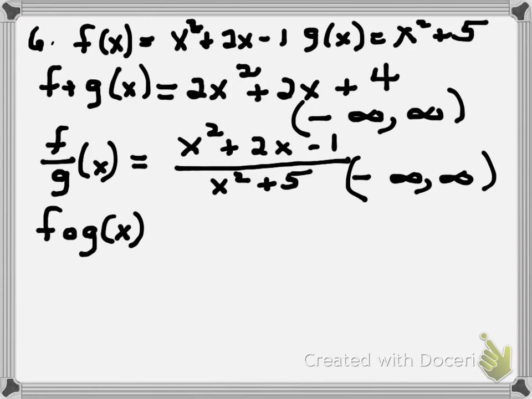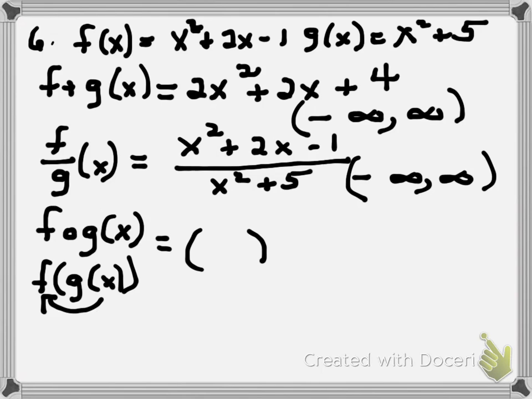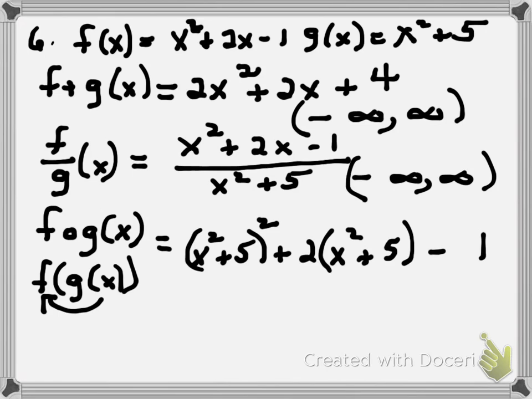f of g of x. This can also be written as f of g of x this way, which means that the g function goes into the f function. So we're taking x squared, and in place of x we're putting the g function, x squared plus 5, and squaring it, plus 2 times x squared plus 5 minus 1.